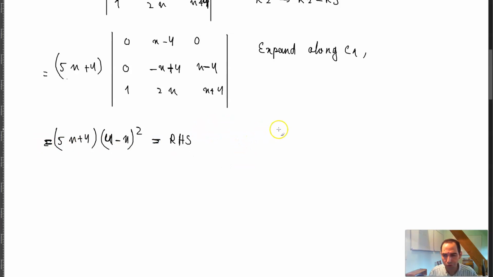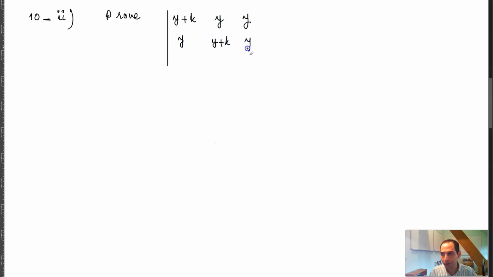Now, question number 10, part 2. We want to prove that this determinant, which is y plus k, y, y and y, y plus k, y and y, y, y plus k, is equal to k squared times 3y plus k. So let's see how we can do this.